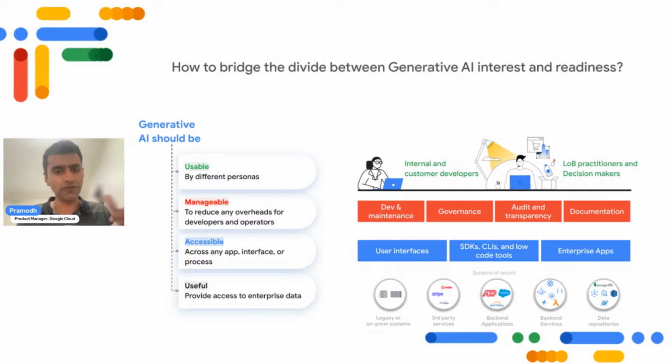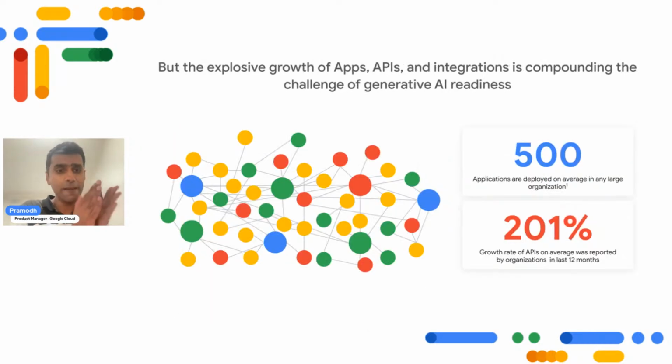What is going to be the flip to make generative AI successful is going to be APIs, integrations and automations. APIs, integration and automation are the ones which will help you address all of these four things which we saw: make it useful, accessible, manageable, and usable by every other person. But if APIs are this solution, and if automation and integration are going to help bridge that gap, are we ready for it?